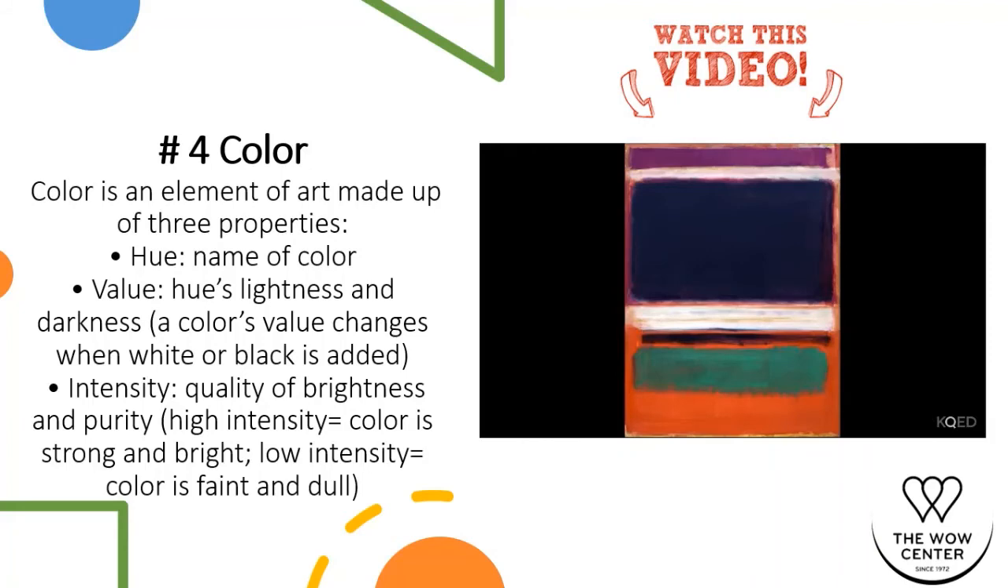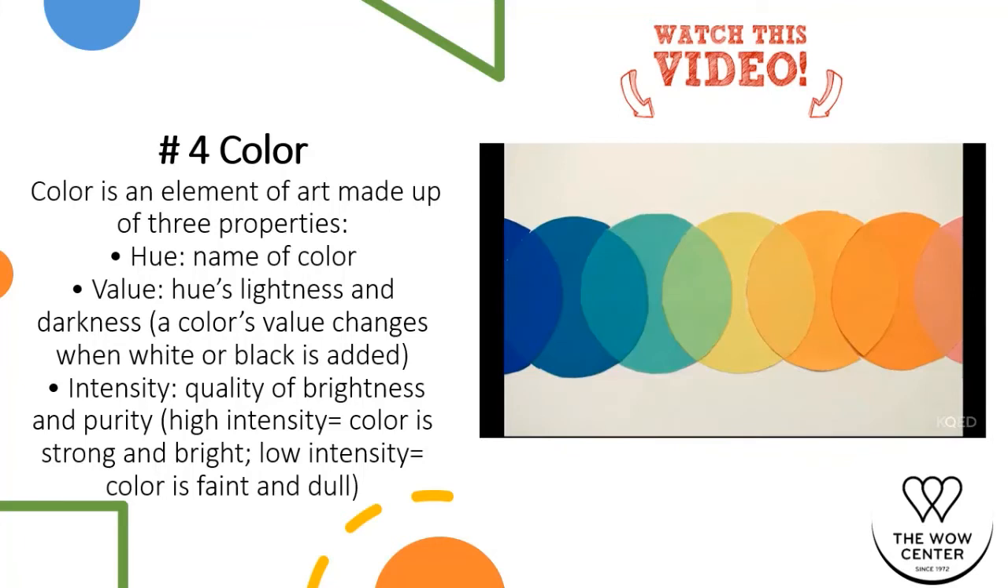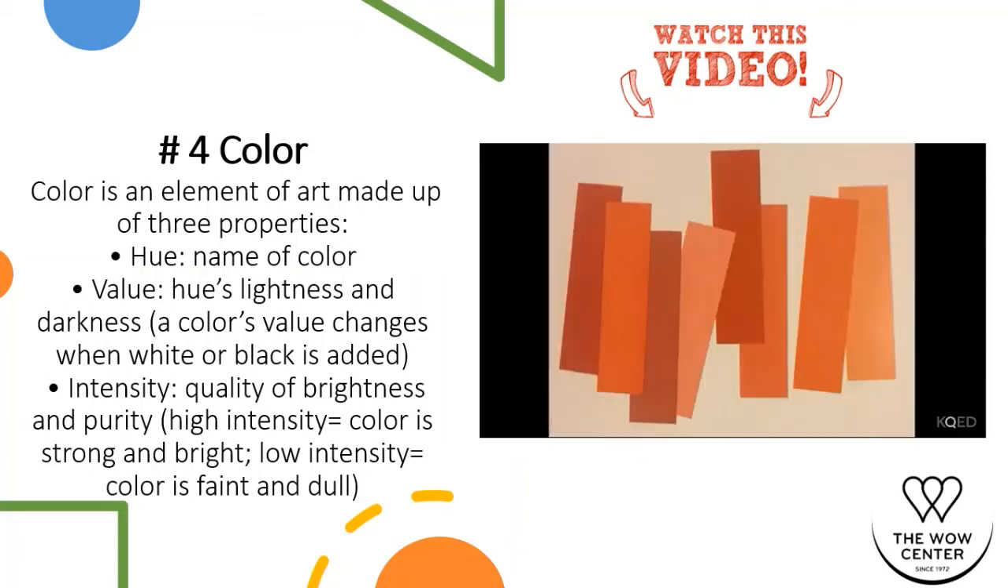Green, orange, and violet are the three secondary colors. They are created by mixing two of the primary colors together in equal amounts. When you mix a primary color with a secondary color, you get a tertiary color, such as red-orange, blue-green. Every individual color can be altered by changing its value through tinting, shading, and toning.